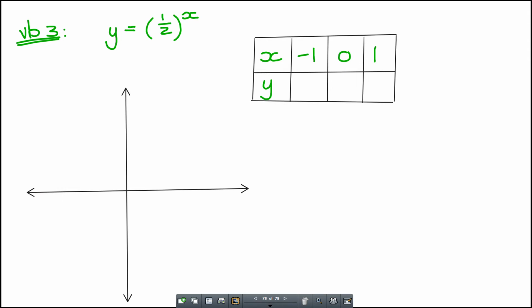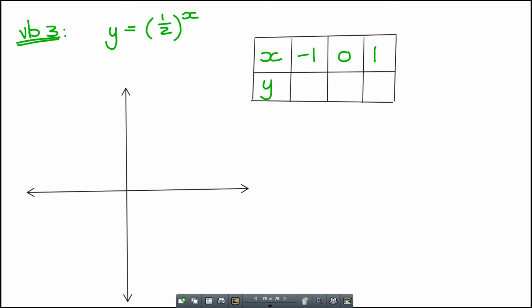So the next one, example 3. Hier gee ek vir jou y is gelyk aan 'n half tot die mag x. Now, that half you will see I put in brackets. It's to make sure that you guys realize the x applies to everything inside that bracket. Okay, goed, ons gaan presies dieselfde stappies gaan volg. Kom ons gaan stel gou in.